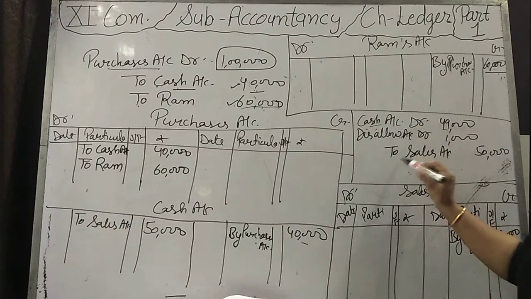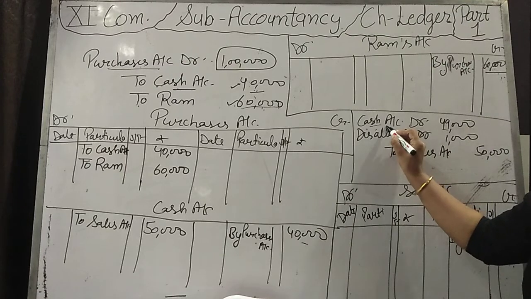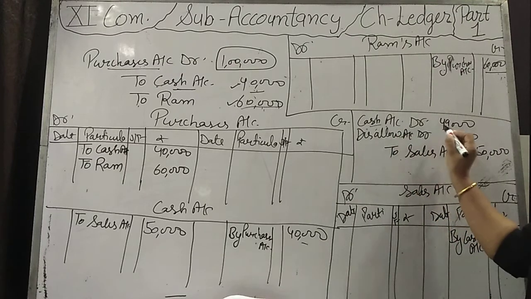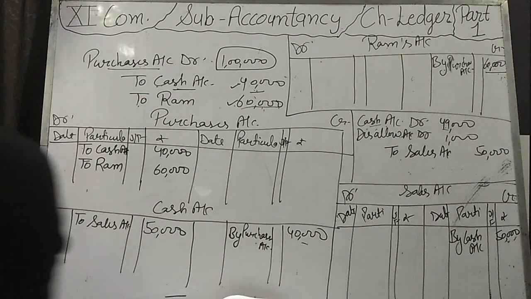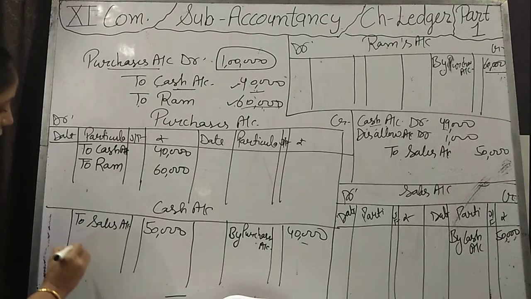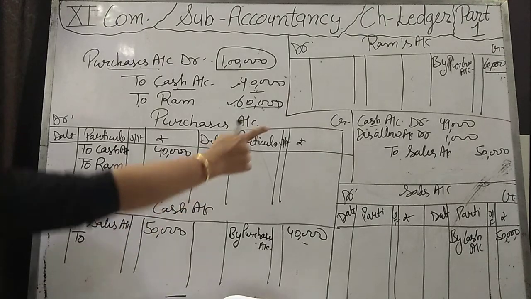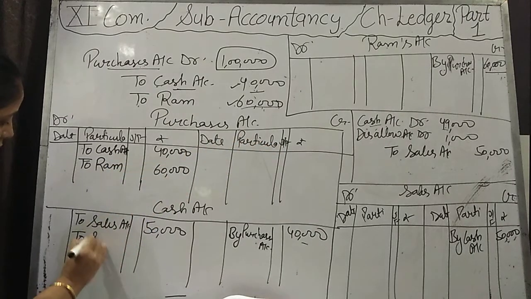We are using 3 accounts in this journal entry. First is cash. Cash account is debit. So in debit side, sorry. In debit side we will write credit of cash to sales account.